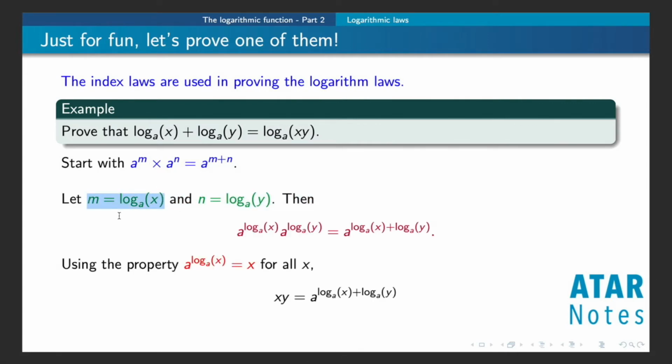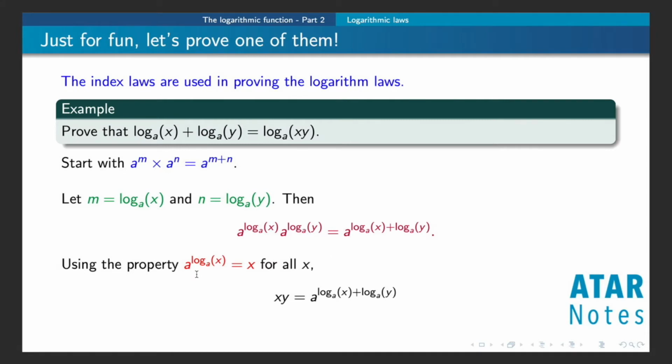Here I sub m equal to log base a of x into the m's here. And I also sub n equal to log base a of y into the n's here. So notice how the m here turns into log base a of x, and the n turns into log base a of y. It's not letting me highlight, apologize.